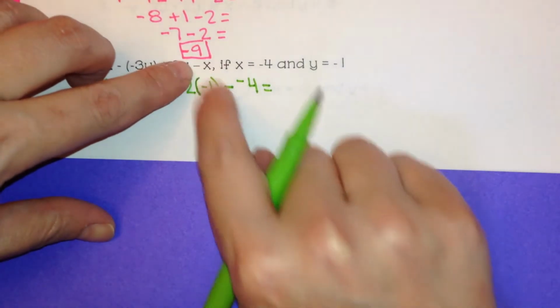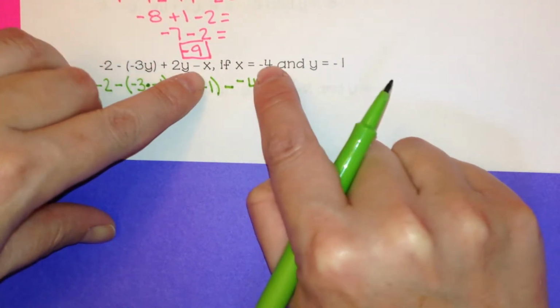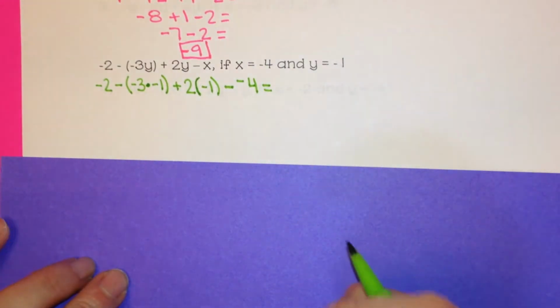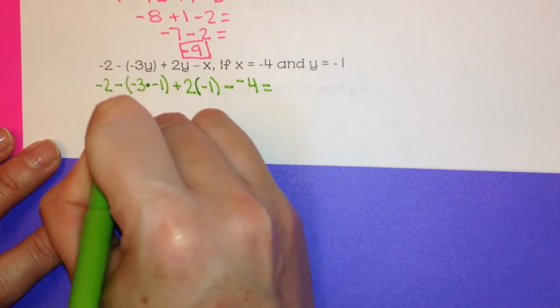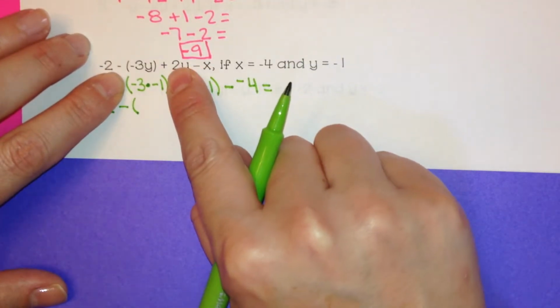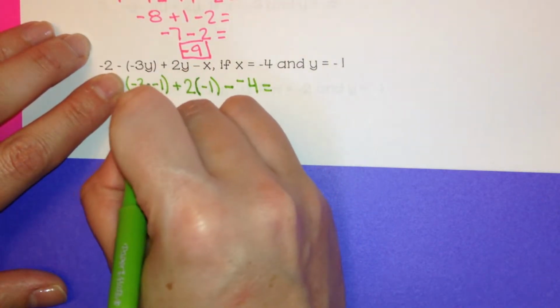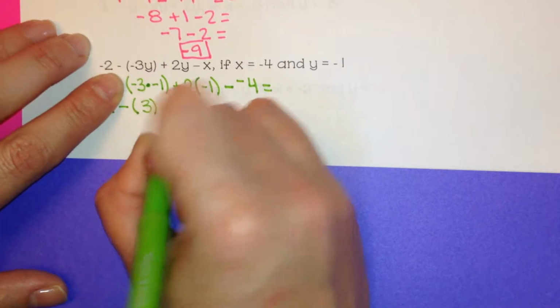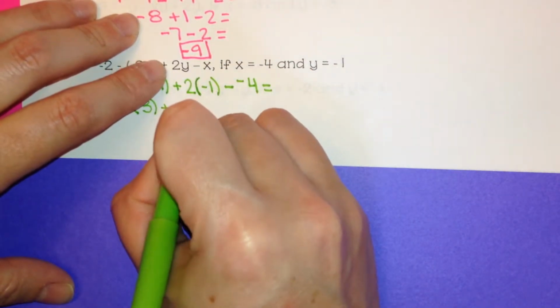Equals. Don't forget that minus, and then my x is negative, so it is minus a negative. So pay attention to that. Now I need to simplify. Bring down negative 2, minus, inside the parenthesis, I have negative 3 times negative 1, which gives me positive 3, plus 2 times negative 1 is negative 2.